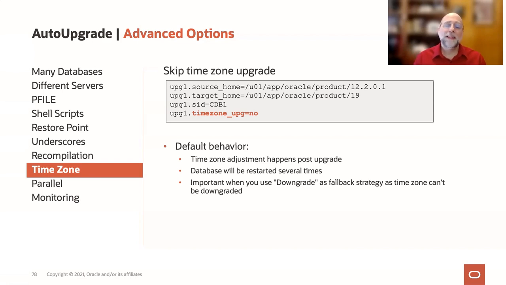However, the way that time zone versions work is that if you have time zone version, say 34, applied to your Oracle home, you can still run a database that's on time zone version 14 or 21, what have you, anything up to version 34 out of that same Oracle home.